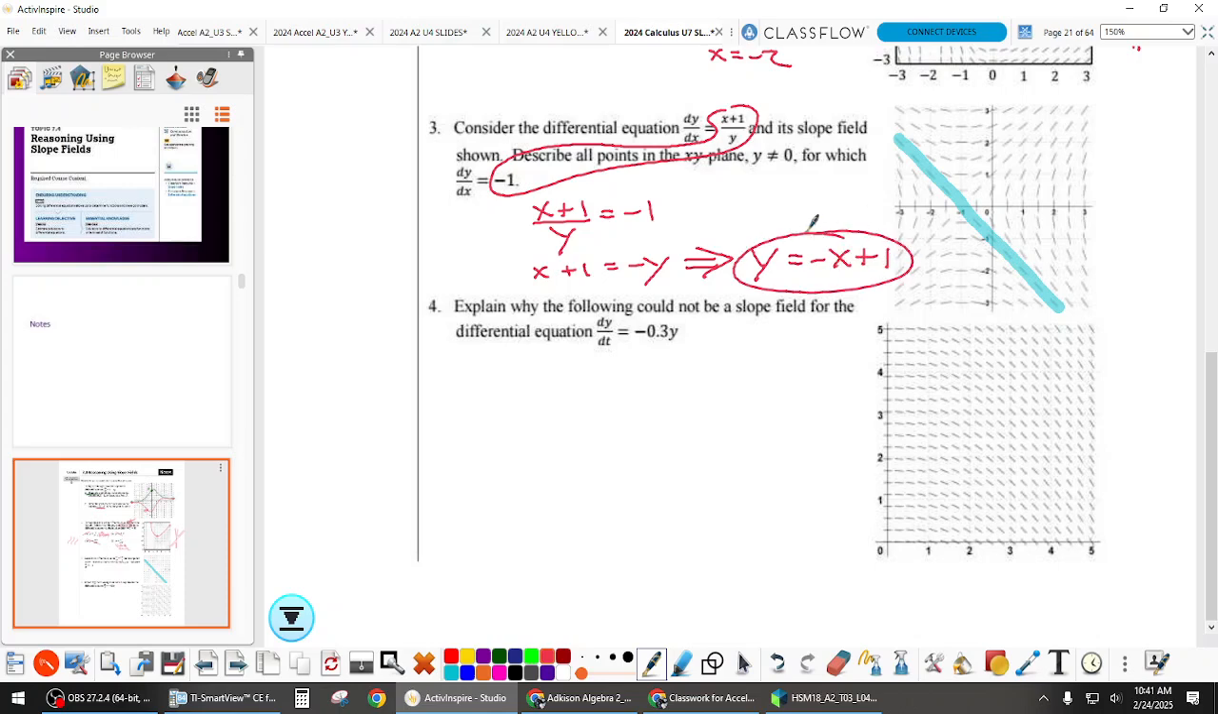Okay, and so that line is what I just highlighted in blue. Right. That should be -x minus 1, sorry. Oh yeah, do that in parentheses. So this line describes all the points that have that slope of -1. Okay.